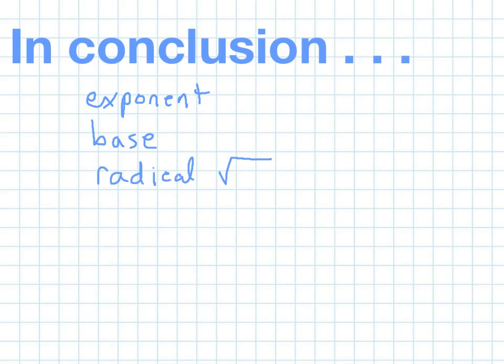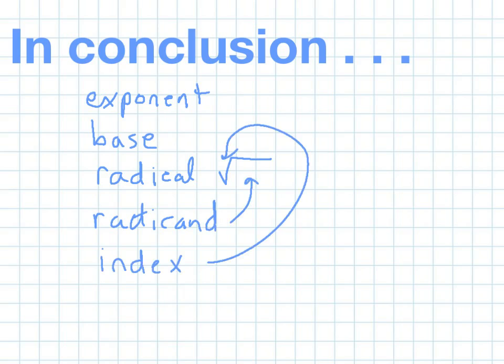So in conclusion, there's some vocabulary that's very necessary for this particular topic of study. And so remembering the idea of exponent, which you've known for years. You've known the word base, but you may have forgotten it because we don't use it often. The idea of radical, which is the symbol. The idea of a radicand, which is the number that goes underneath. And the idea of the index, which tells us which root we want to take.